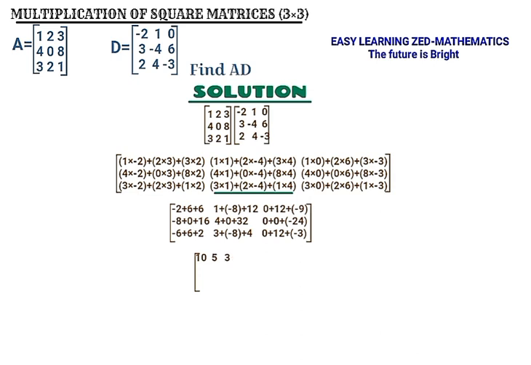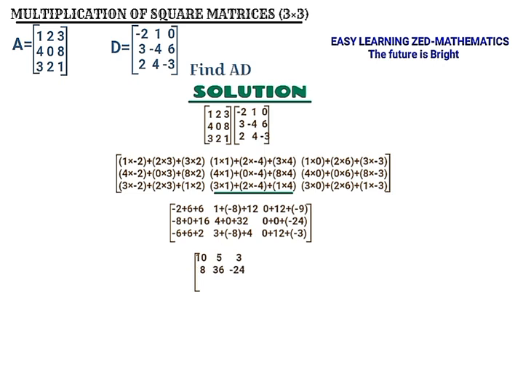Okay, then we come down to the second row. Now we'll start with 8 plus 0. Negative 8 plus 0 will give us negative 8. Negative 8 plus 16 will give us positive 8. So there we're going to write 8. Then 4 plus 0 will give us 4, plus 32 will give us 36. Then 0 plus 0, that is 0, plus negative 24 will be negative 24.